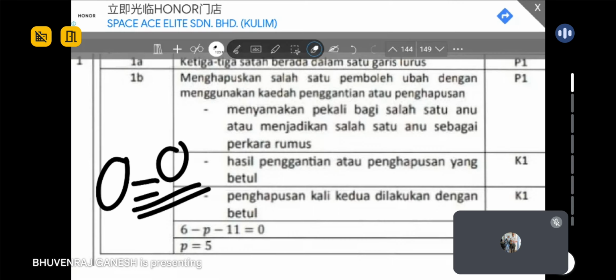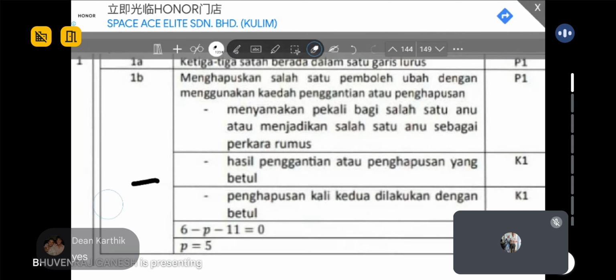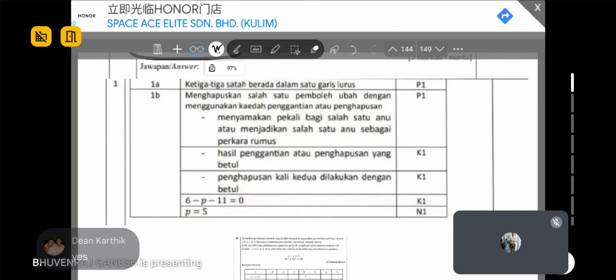So when P equal to 5, you will not get 0, tapi kamu akan dapat nombor negatif jugalah. Okay, you will get negative 10 equal to 0. Something like that. Okay, so it is still, you cannot solve it. Kamu tak boleh selesaikan dia. Okay, are you clear guys? Boleh dapat? Can? Okay, so that one is how you must solve.